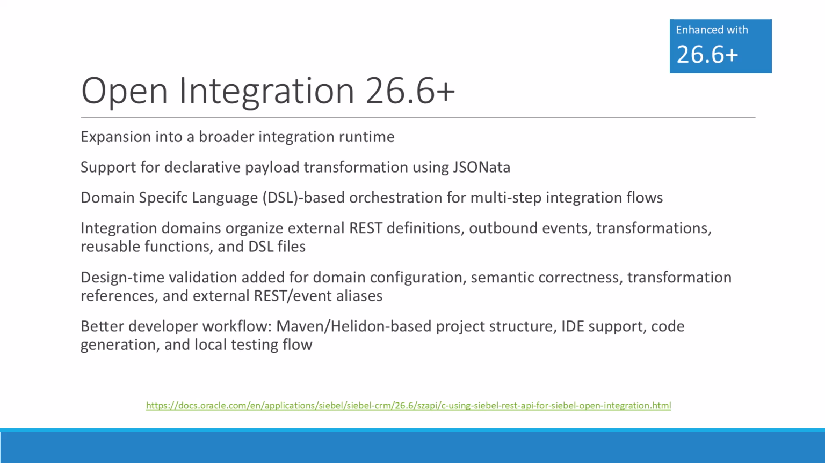The configuration model now covers external REST systems, outbound events, inbound event registration, and Kafka settings, making Open Integration better suited for enterprise integration patterns rather than only API exposure. For Siebel developers and architects, the new release adds two important runtime-facing capabilities. A new Open Integration outbound service for synchronous calls from Siebel CRM into Open Integration, including perimeter and OAuth user assertion authentication, and a new IDE workflow for developing, testing, and packaging integrations.